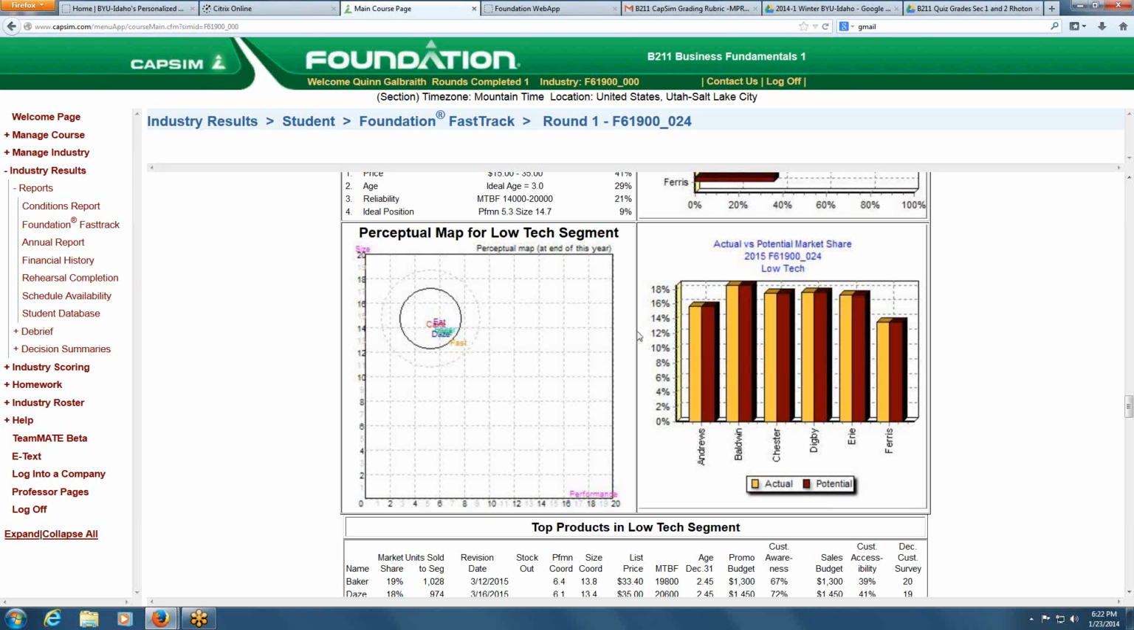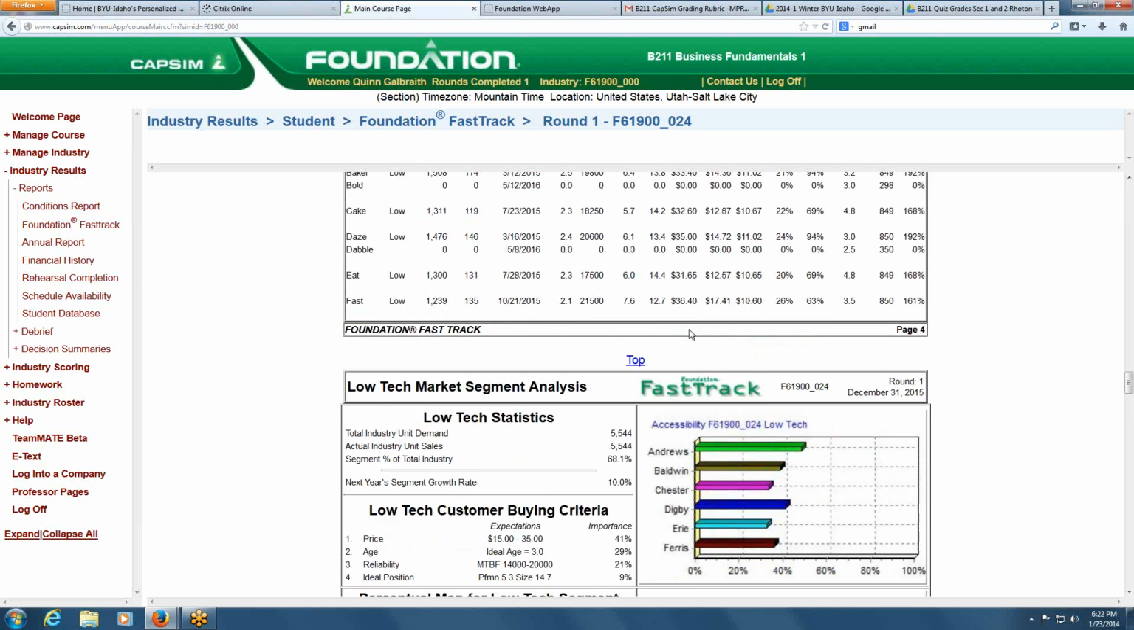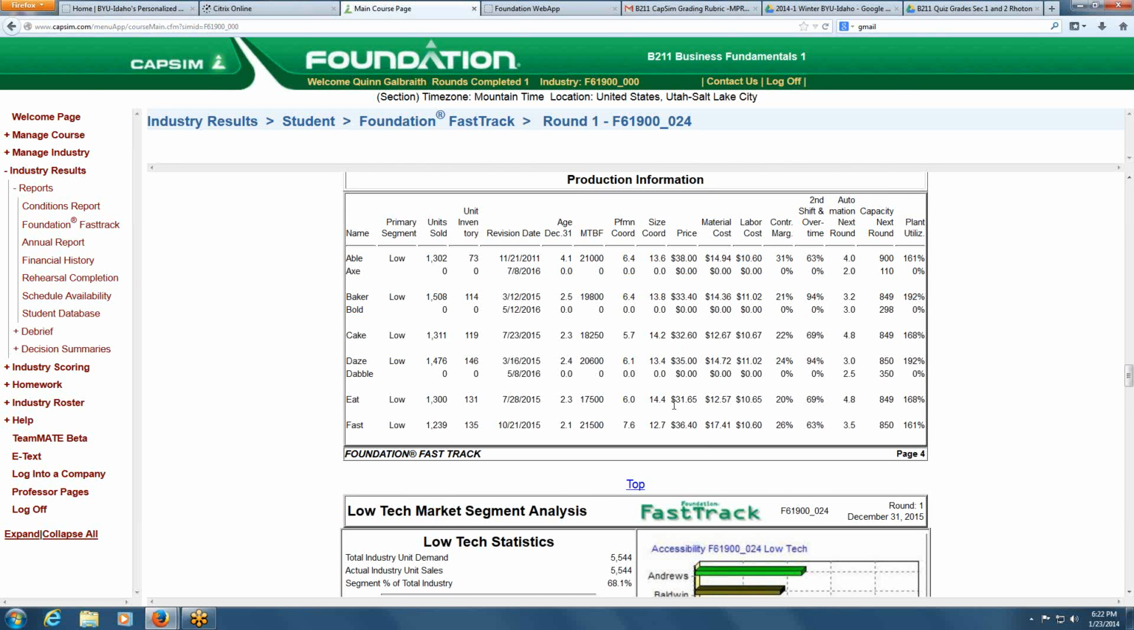So if you want to go over, well, if someone said, okay, I had Able, and I'd like to create another product that maybe would address, let's say, the high tech or the low tech, whatever, some considerations they might take in as they are considering, let's say, in round 2, adding another product.